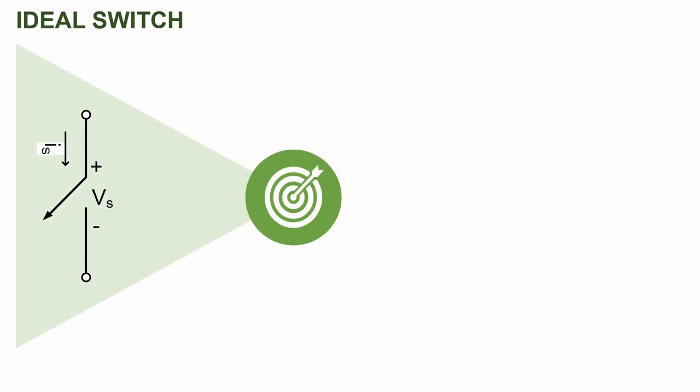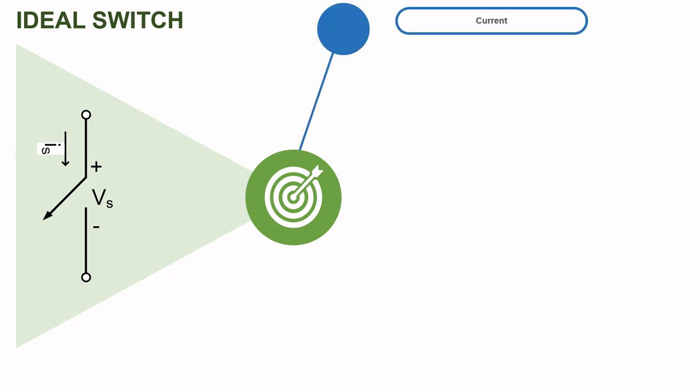So what are the properties of the ideal switch? An ideal switch should be capable of carrying infinite amount of current in both forward as well as reverse direction without causing any damage to the switch. An ideal switch should be capable of blocking infinite amount of voltage in forward as well as reverse biased condition without causing any damage to the switch.